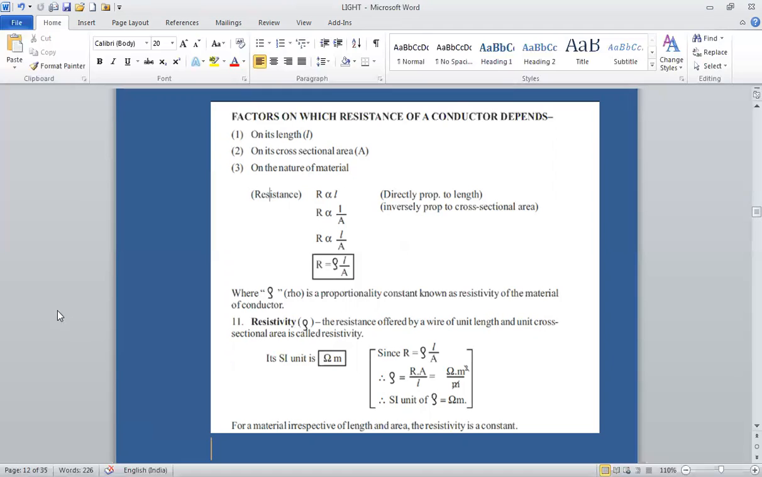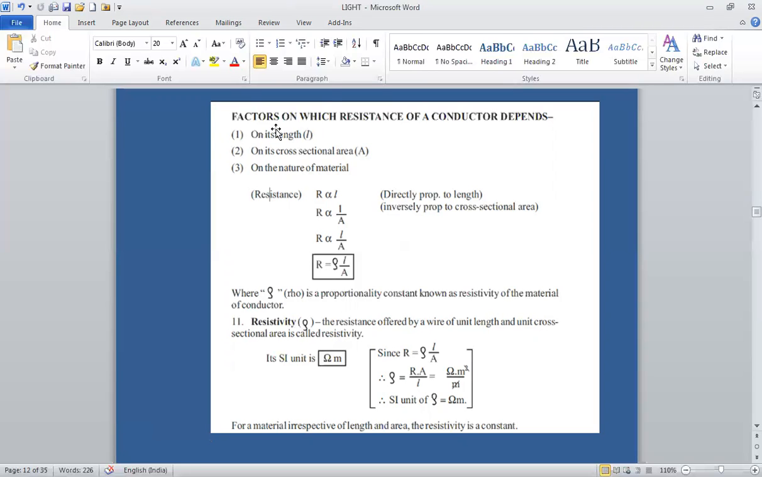First we'll study length. How does resistance depend on length? Resistance is directly proportional to the length.